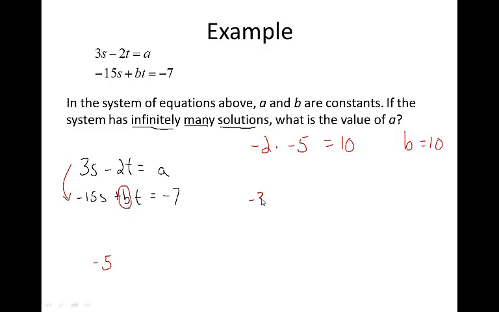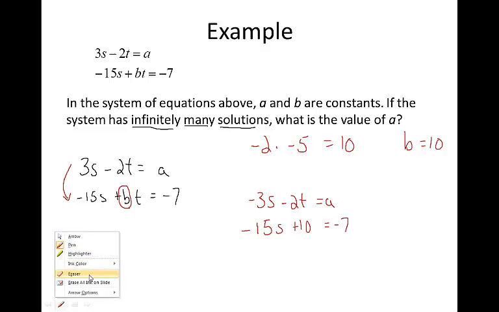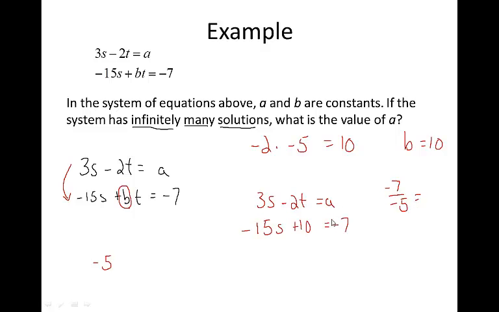So now we have, here's my first equation and your second equation. So how are we going to figure out what a is? Well, if we multiplied by -5 to get from this equation to this one, you can divide by -5 to go back. So -7 divided by -5 will give us the value of a, and it's 1.4.